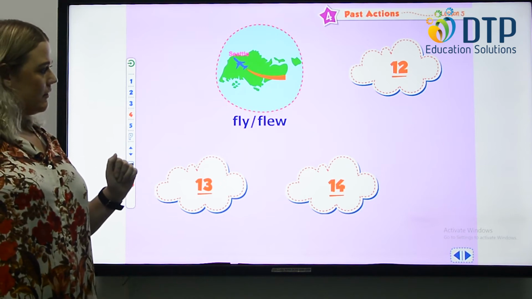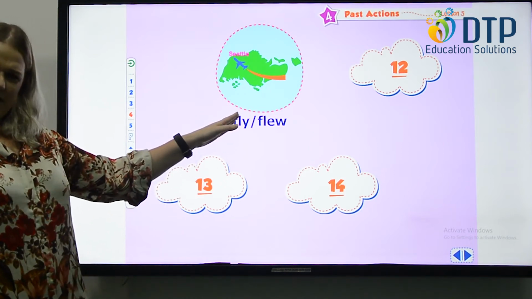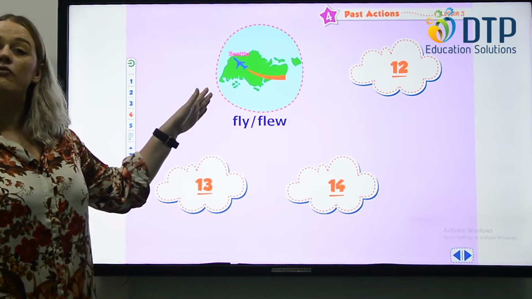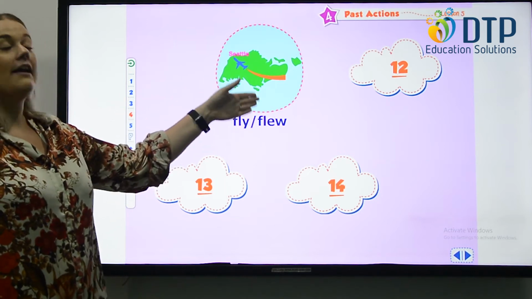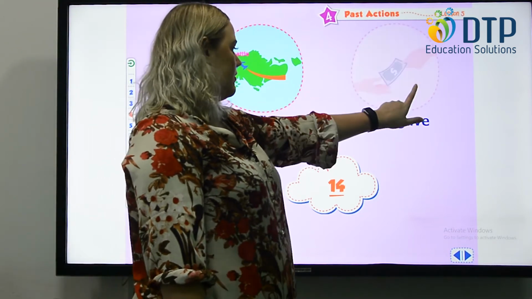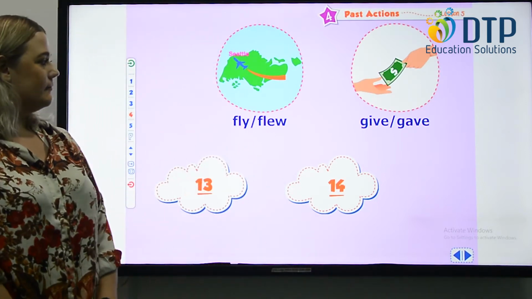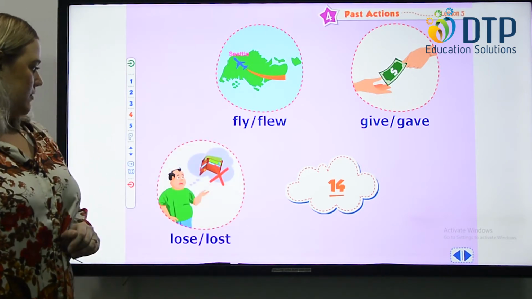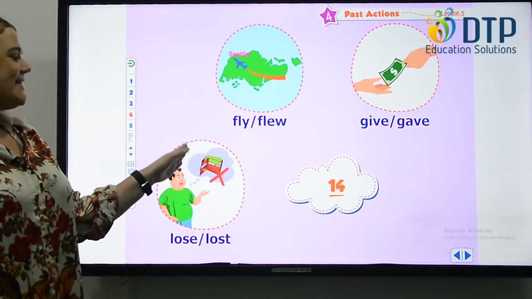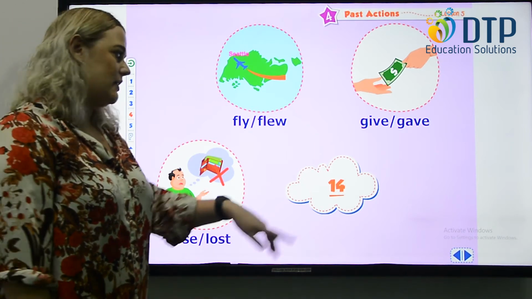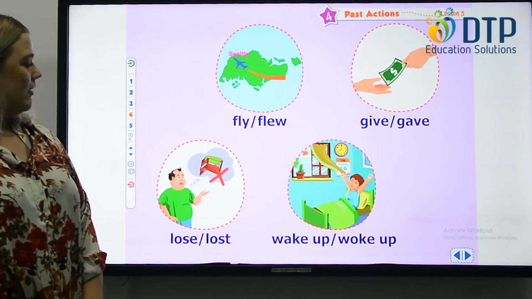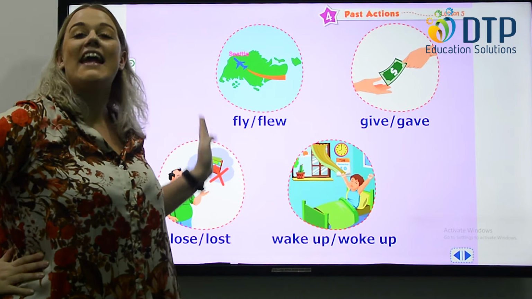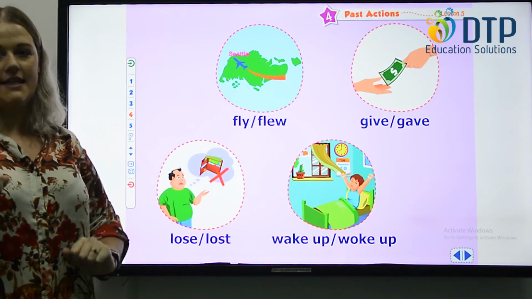Fly, flew. But this verb is a bit different. We wouldn't say yesterday I flied somewhere. This is an irregular verb. Yesterday I flew somewhere. Give, gave. Yesterday, I gave him money. Lose, lost. Yesterday, I lost my wallet. Wake up, woke up. Yesterday, I woke up. These are all irregular verbs. We cannot add ed to them.